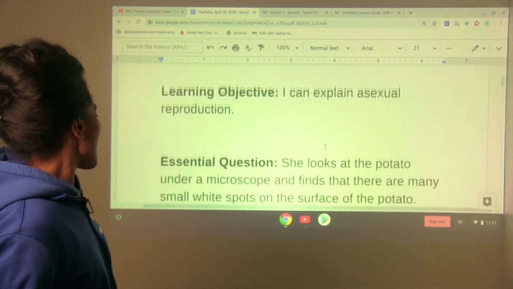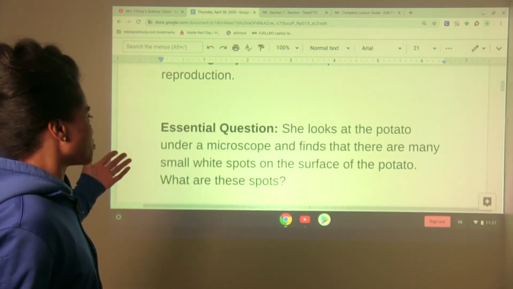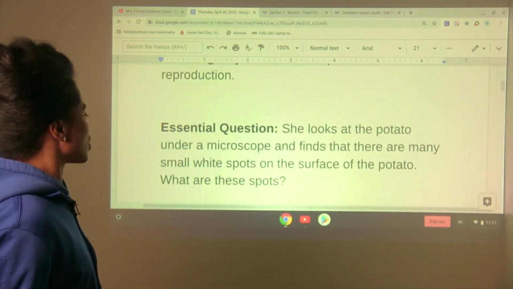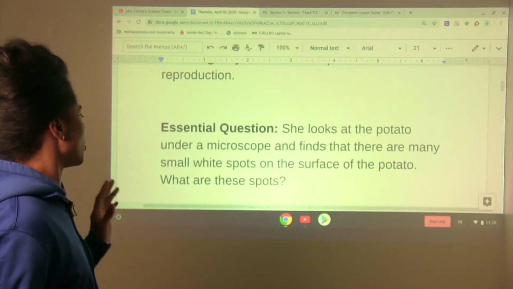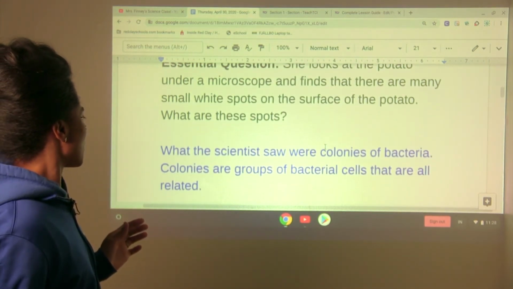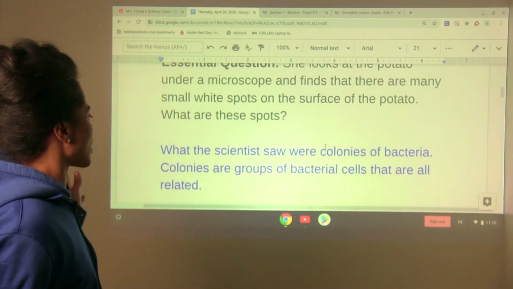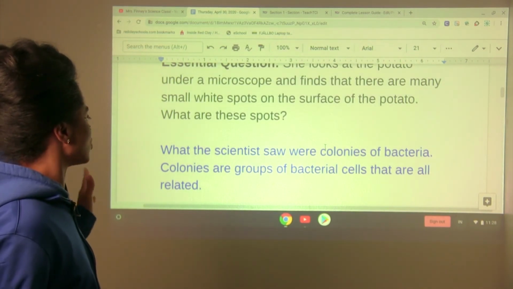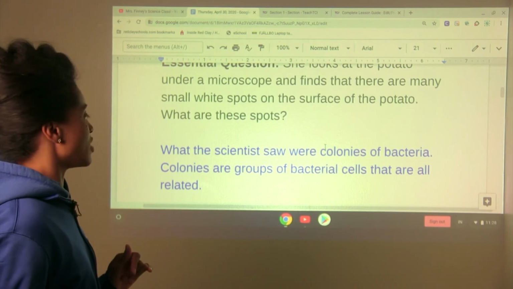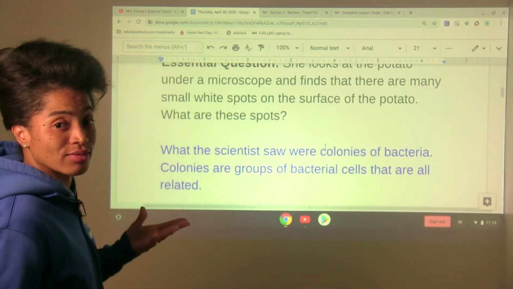Here we go. Essential question. She looks at the potato under a microscope and finds that there are many small white spots on the surface of the potato. What are these spots? Okay. What the scientists saw were colonies of bacteria. Colonies are groups of bacterial cells that are all related.